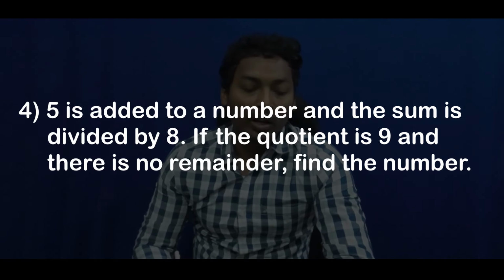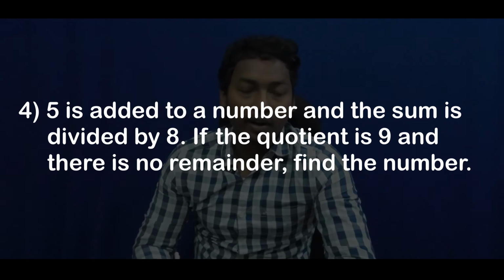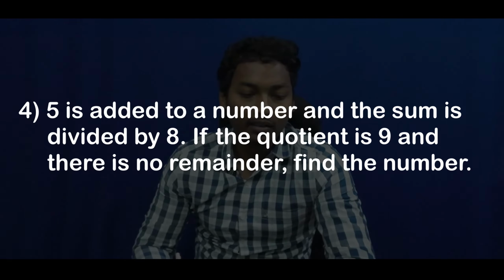5 is added to a number and the sum is divided by 8. If the quotient is 9 and there is no remainder, find the number. So here we see 5 is added to that number. Again, we don't know the number. You can say the number, let it be x, y, z, a, b, c, d. Let's go through the question again.